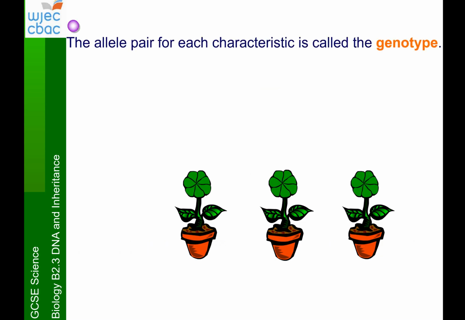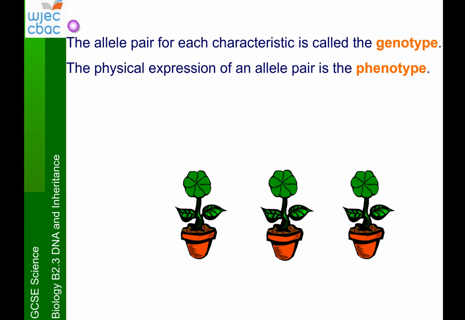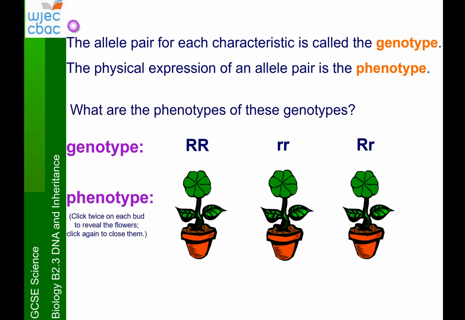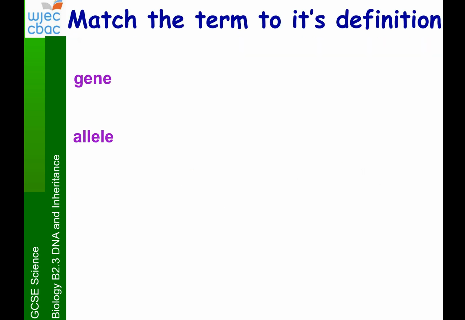So the allele pair for each characteristic is called its genotype. The physical expression of the allele pair is the phenotype. In this case, what is the colour of the petals? If we've got a genotype that is two capital R's, this would be red. If we clicked on this bud, it would give us red flowers if it was working. This one would be yellow, two lowercase, and this final one, this heterozygous one, would be red too.